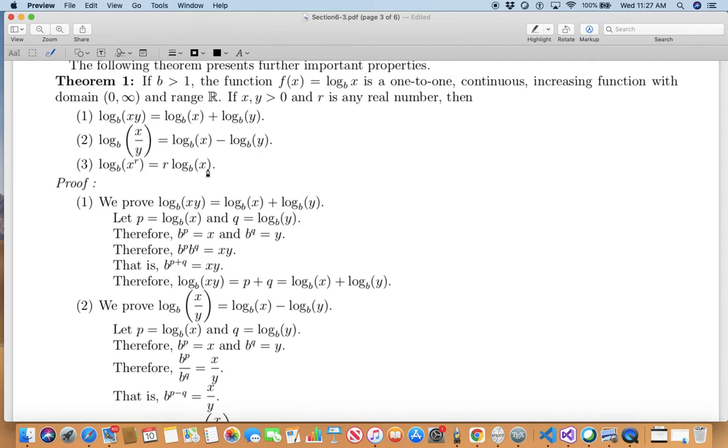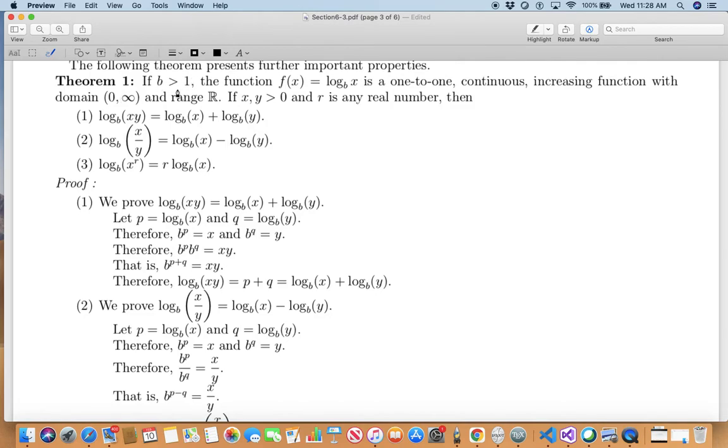Now the first part: why is log base b one-to-one? Well, this is the inverse of the exponential function. Remember, the exponential function is injective, therefore the inverse is also injective. It is continuous because the exponential function is continuous. You are taking a reflection along the line y equals x, so if one graph is continuous, its reflection is also continuous. Increasing function: again, we just saw that it is increasing if the base is greater than 1.